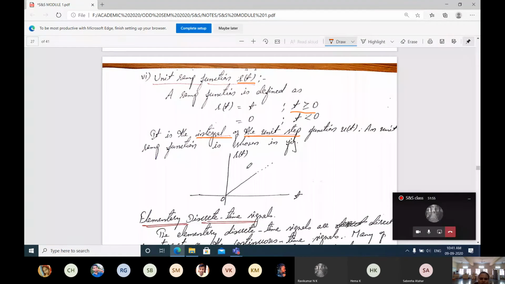Okay, then what is the signal? How can I draw the unit ramp function? Here is the signal r of t, with the x axis as time t and the y axis as r of t. Observe here, for t greater than 0, from 0 it keeps increasing as the values of t increase.